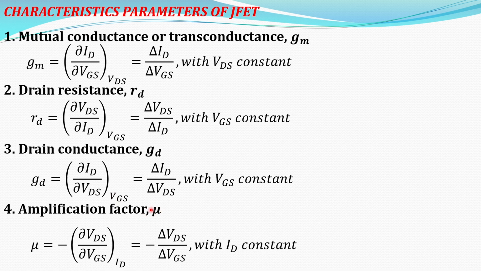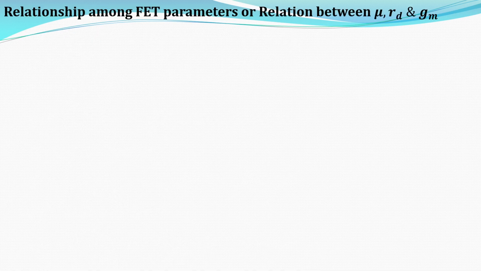So based on the VDS value and VGS value, the ID value will be different. By using these conditions, the corresponding transconductance term, drain resistance, GD value, and amplification factor will be taken from the general values. And next, this is the relationship among the FET parameters, or the relationship between mu, RD, and GM.